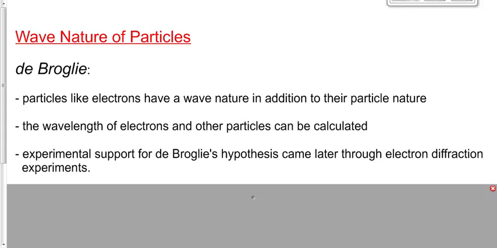And what do we mean by electron diffraction experiments? Well, we spent a few days earlier this unit talking about the diffraction and interference of light. When light goes through two openings, it diffracts, it spreads out, it interferes, and then it produces a pattern: bright spot, dark spot, bright spot, dark spot.